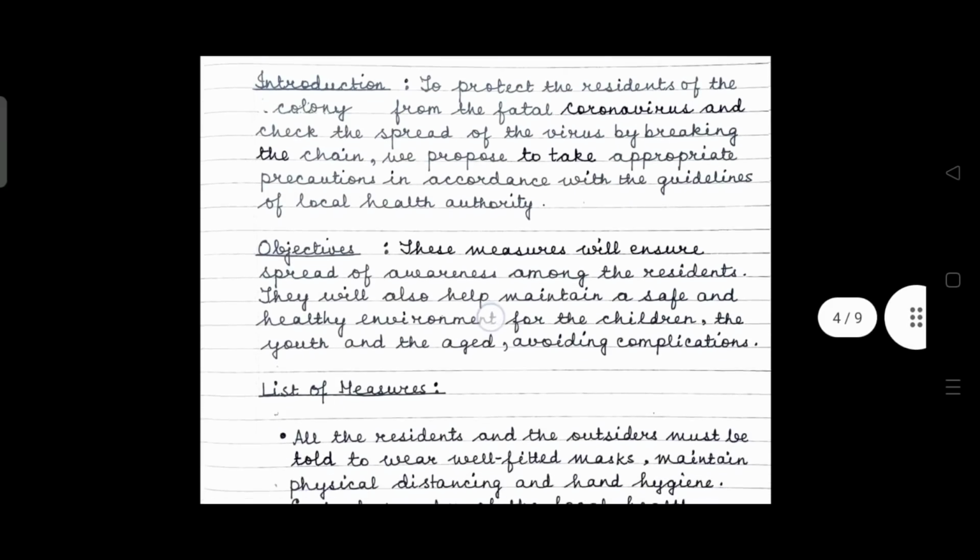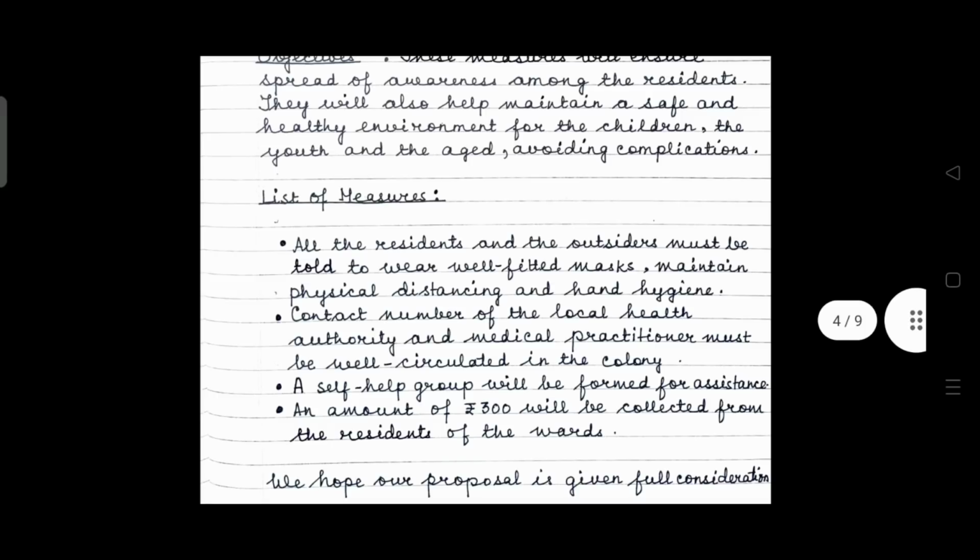Leave one line and write list of measures. Now the question wanted me to specially write effective objectives and list of measures, and I have done that exactly. The first point, I have used bullets. All the residents and the outsiders must be told to wear well-fitted masks, maintain physical distancing and hand hygiene. We all know these measures, so write them down properly in the list of measures.